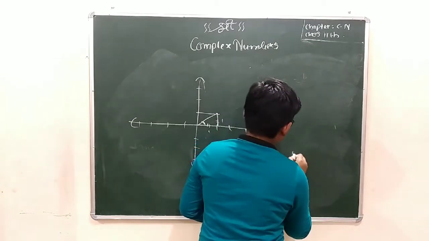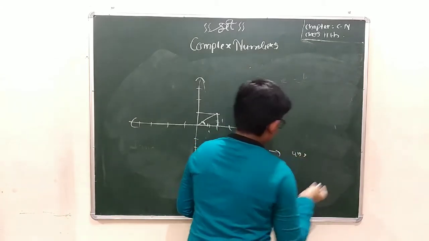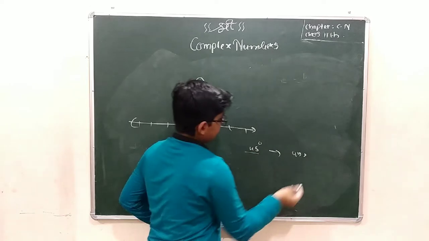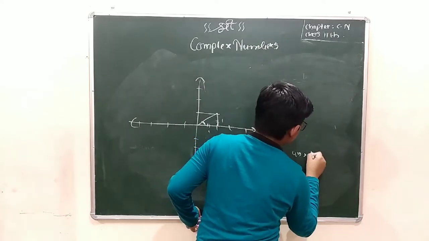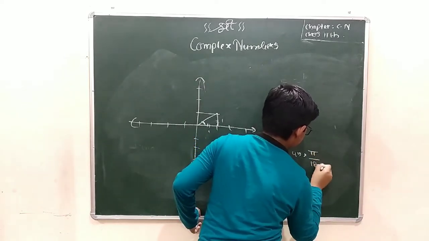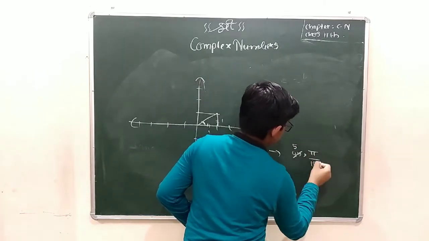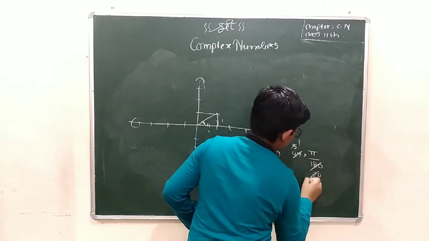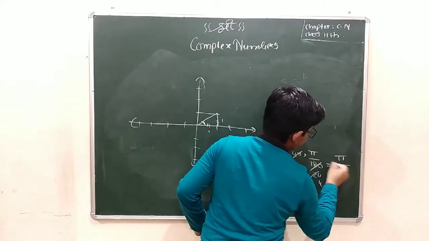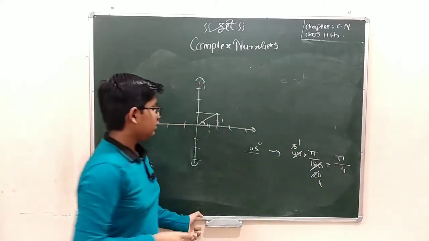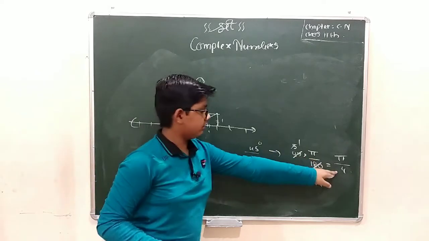So what do we have to do? 45 into which term do we have to multiply? We have to multiply pi by 180. So here 9 into 5 is 45, 9 into 20 is 180, so 5 into 4 is 20. So it will be equal to pi by 4. So which means that 45 degrees will be equal to pi by 4.